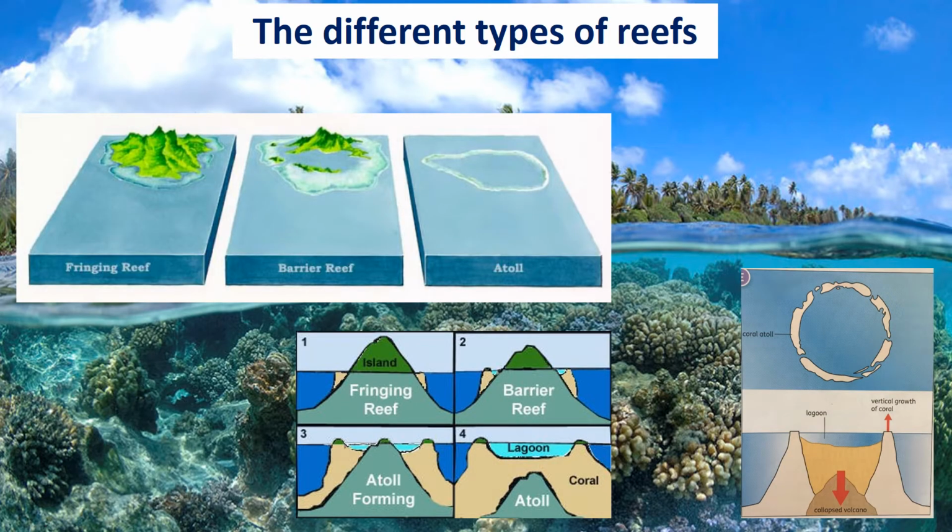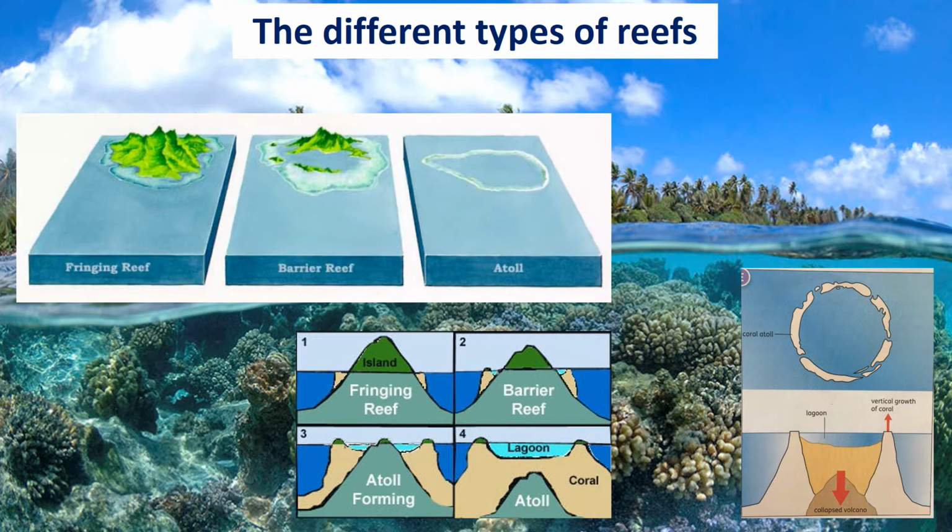And we spoke last lesson about the different types of reef. So the fact that we can get fringing reefs, barrier reefs and atolls. Fringing reefs are the most common type of reef. When the sea level rises, fringing reefs turn into barrier reefs. Barrier reefs are just fringing reefs under deeper levels of water.